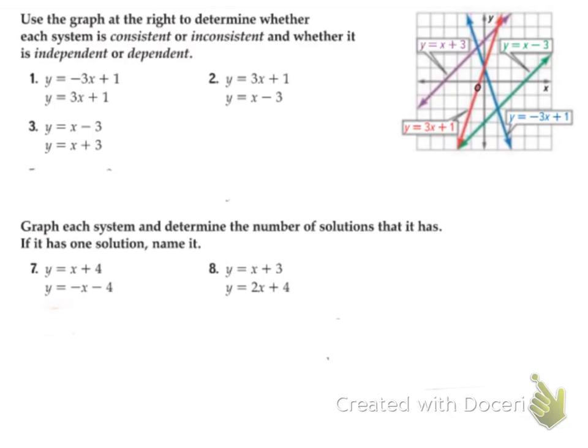So for our homework, the first 3, I need you to look at these equations. They're already graphed for you, the exact same way they are. You just need to determine, is the purple line and the blue line considered consistent, inconsistent, independent, dependent, etc. And then 7 and 8, I need you to graph them and actually do what we just did in our work together.